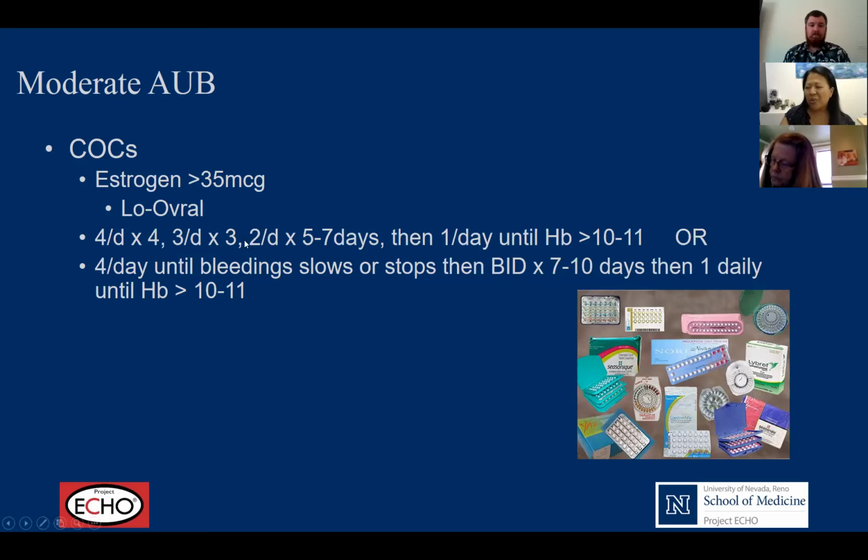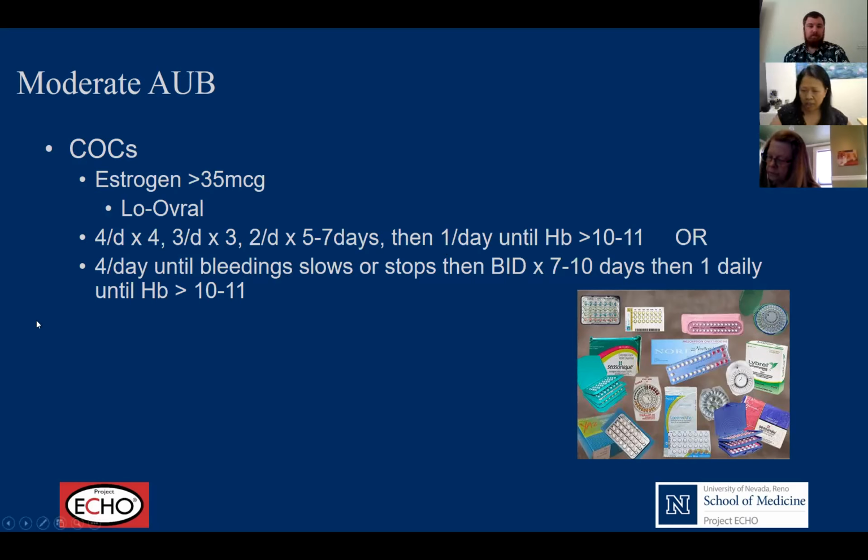I was taught the 4-3-2-1 method, which is 4 pills a day for 4 days, 3 pills a day for 3 days, and so forth. And then you keep them on the active pills until the hemoglobin is greater than 10. How you do that is you tell them to punch out the last 7 pills of the pack, which are placebo pills, and then you just use that until the hemoglobin is at a good level. By the way, you're going to have to write this out for the patient so they know exactly what they need to be doing.